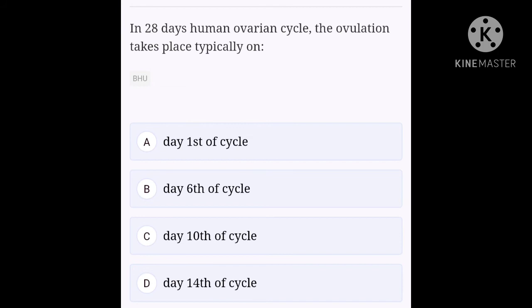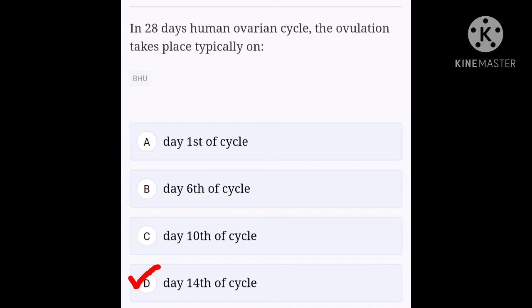Next question. In the 28 days human ovarian cycle, the ovulation takes place typically on option A, day 1st of the cycle, option B, day 6th of the cycle, option C, day 10th of the cycle, option D, day 14th of the cycle. Menstrual cycle is the cyclic period of 28 days duration in the reproduction of human females, and ovulation takes place on the 14th day of the menstrual cycle. So the right option is D.